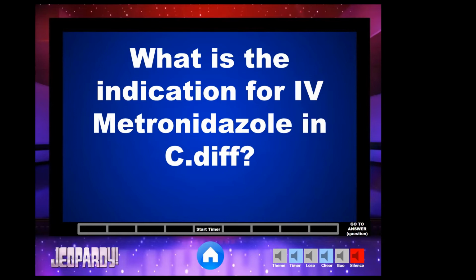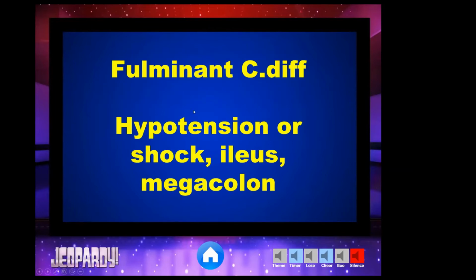Okay, so we'll define fulminant for you. Basically, if you have organ damage, including creatinine more than 1.5, like an AKI, a white count more than 18, evidence of megacolon as well. So I will stop you there. I will give you half points because you got half of it right, but you have mixed up fulminant and severe. So the answer is fulminant. Fulminant means C. diff with hypotension or shock, ileus or megacolon, creatinine more than 1.5, and the WBC count more than 20.